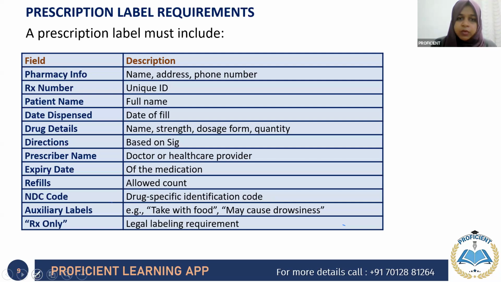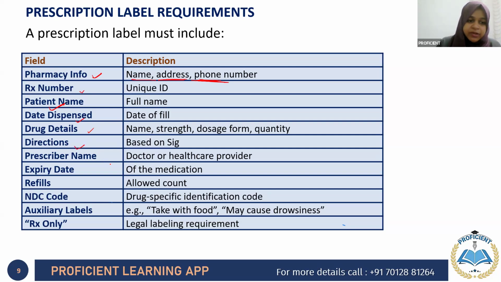Now, what all should be there in a prescription label? We talked about this. Pharmacy info should be there in the label: name, address, phone number you have to mention, then their RX number, license number, the patient's name, and the date dispensed, when you dispensed it. Drug details you have to mention, and directions.